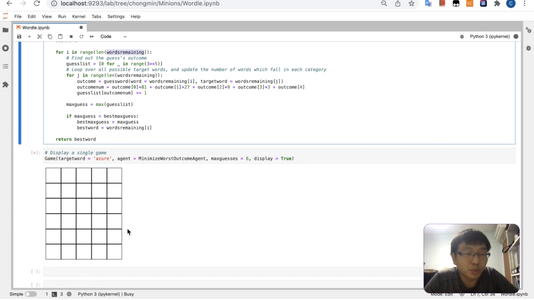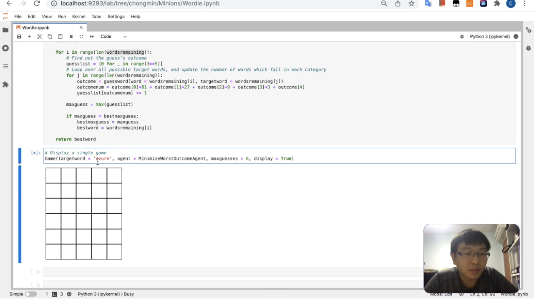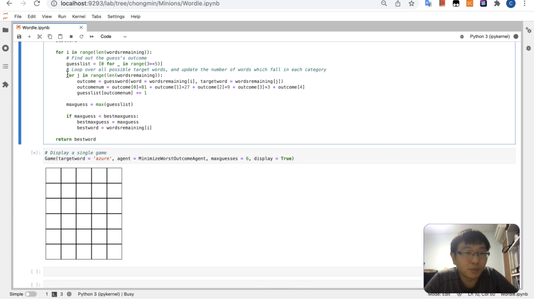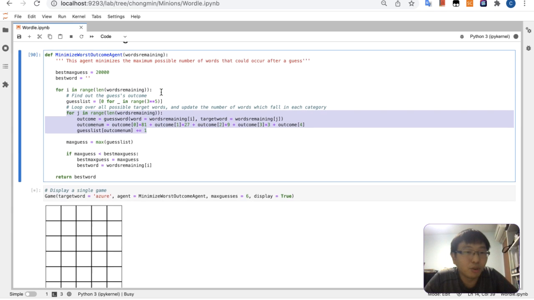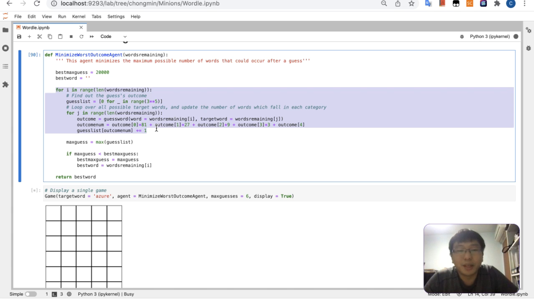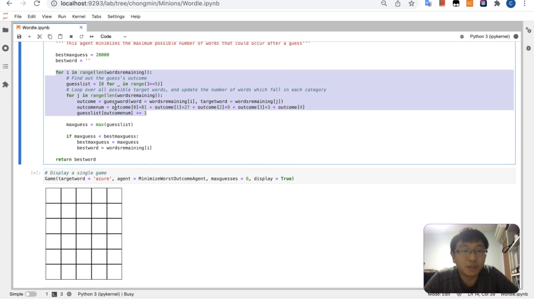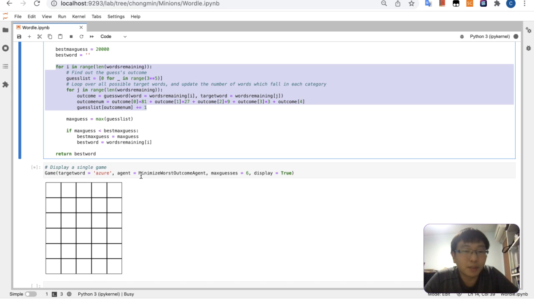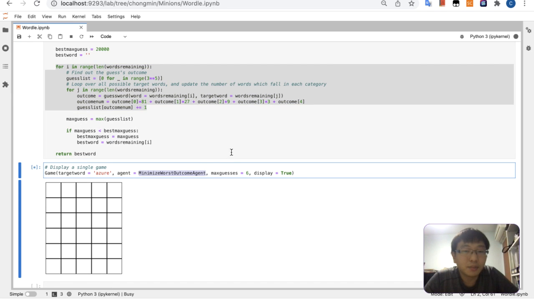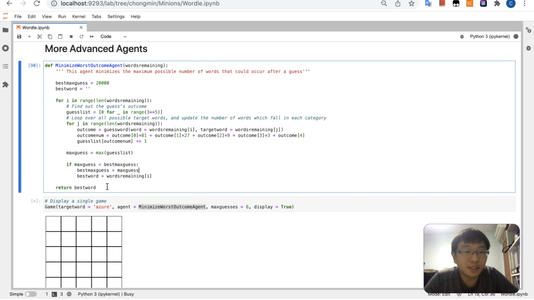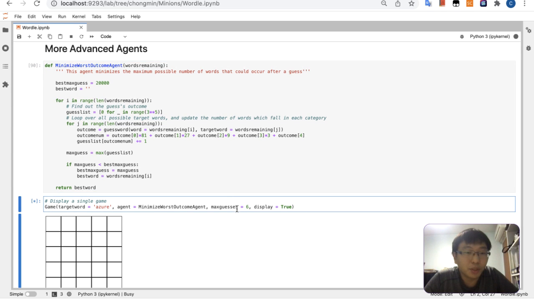So this was with Azure. We need to wait a while for it to compute this double for loop, which can be very very tedious. So one way to sort of cheat, well, not really cheat, is that because we already know for the minimize worst outcome agent what the first guess is, we can actually put it inside this game.